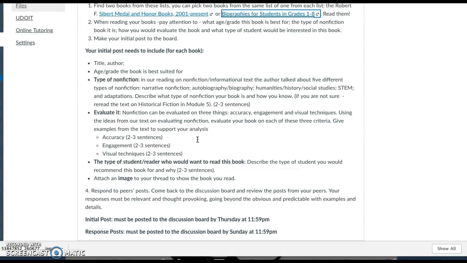And then, of course, please attach an image of your book. It must be a book that you have in hand or a digital reader, Kindle, or an e-reader of some type. As we know, no digital images just from the internet will be accepted. Please make your post by Thursday, and don't forget to respond to your classmates no later than Sunday. You want to scoop up those 2 participation points.